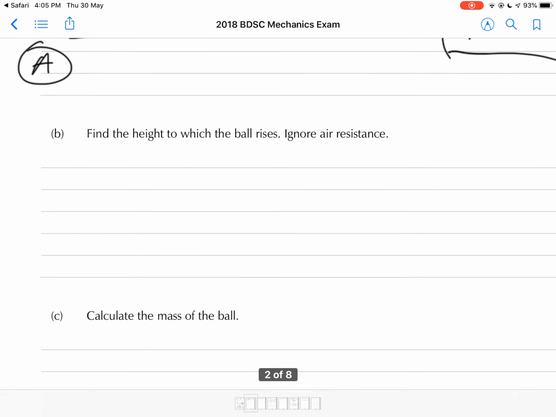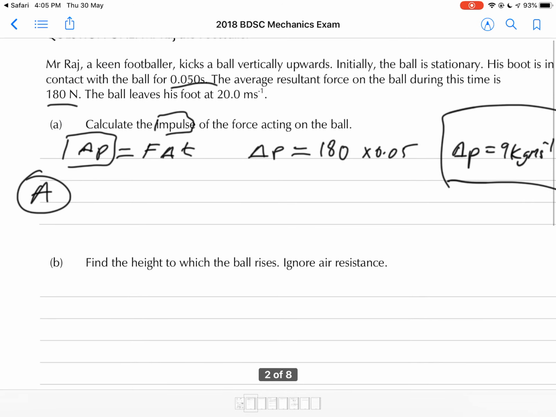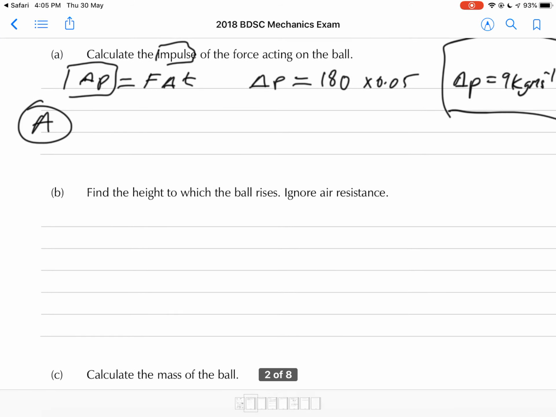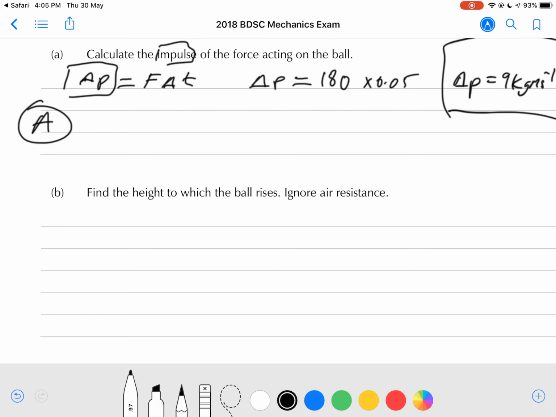Alright, find the height to which the ball rises. Ignore air resistance. In the question they tell you that the ball leaves his foot at 20 meters per second, so the initial velocity of the ball is 20 meters per second. When the item is traveling vertically upwards, it's going to keep going up and up, and then eventually it's going to stop at the maximum height, then come back down again. So the initial velocity is 20 meters per second, and the ball temporarily stops at the highest point, so final velocity equals 0 meters per second.